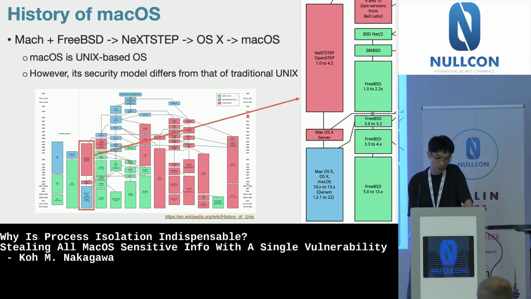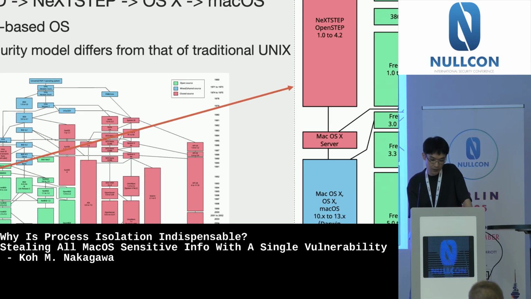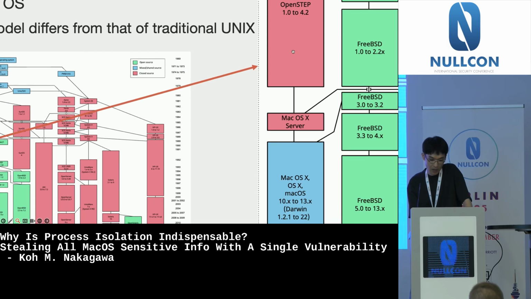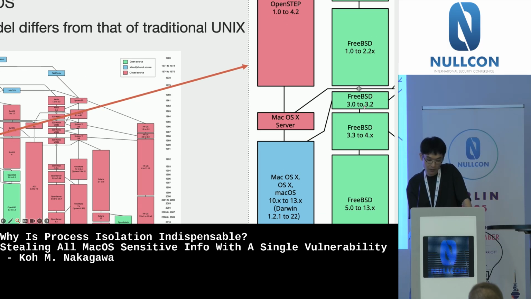So let's start with a brief history of macOS. For those who may not be familiar, macOS is a descendant of NeXTSTEP, an operating system developed by the company named NeXT, founded by Steve Jobs. NeXTSTEP itself was based on Mach and FreeBSD, so macOS is also a Unix-based operating system. This figure shows the evolution of Unix and Unix-like operating systems. As you can see here, macOS is a direct descendant of NeXTSTEP, and it's partly based on FreeBSD 3.